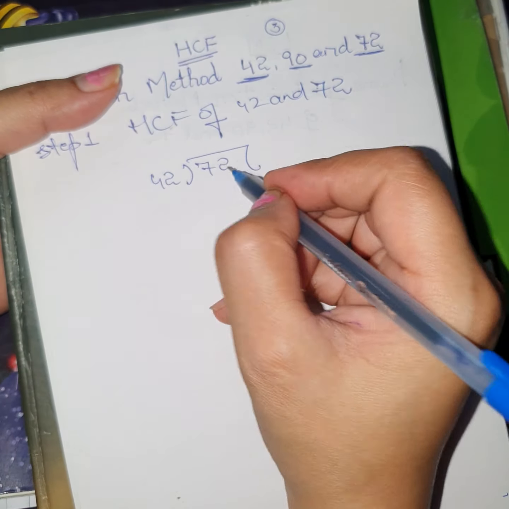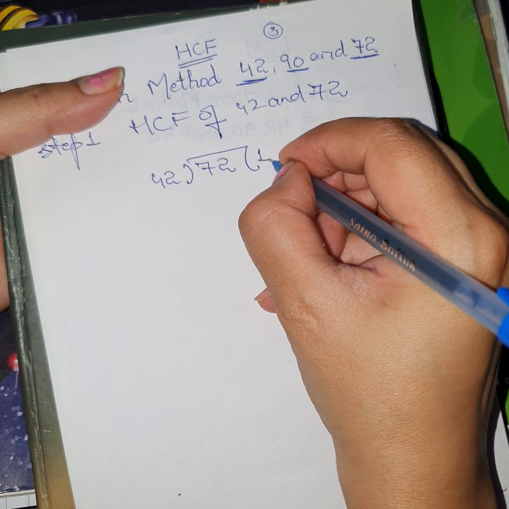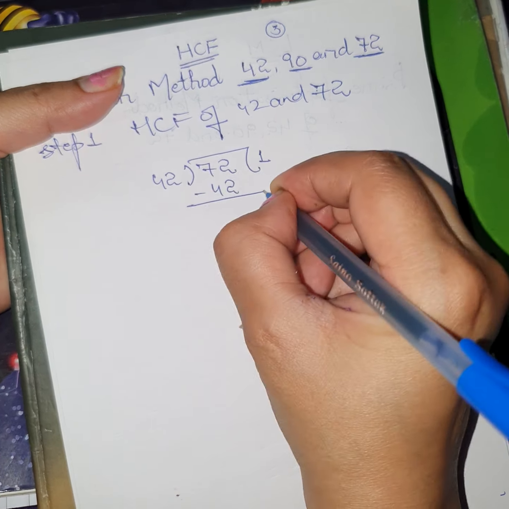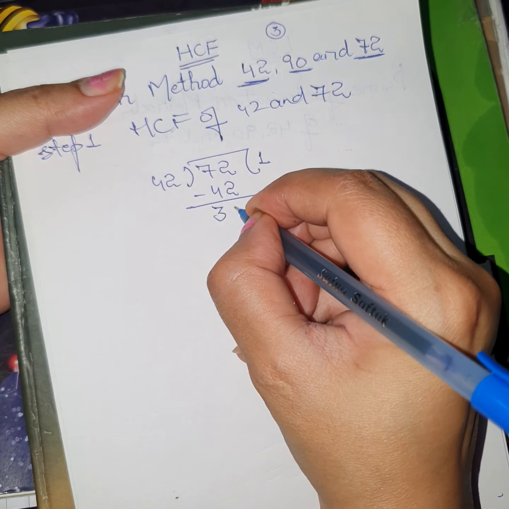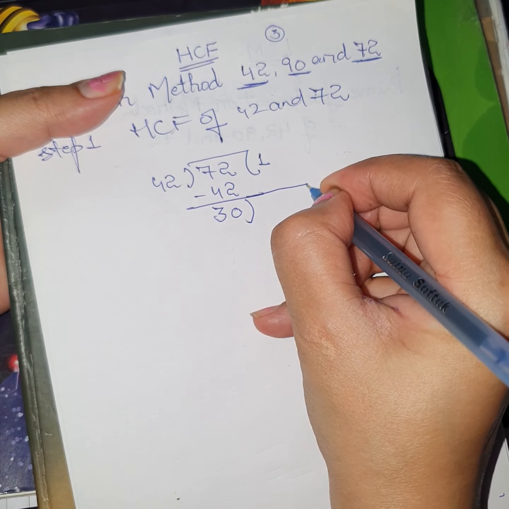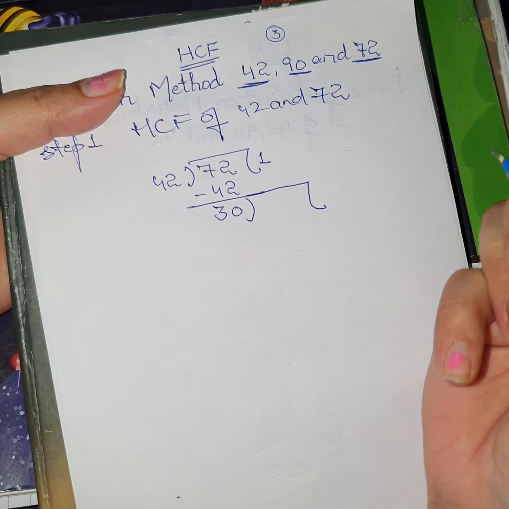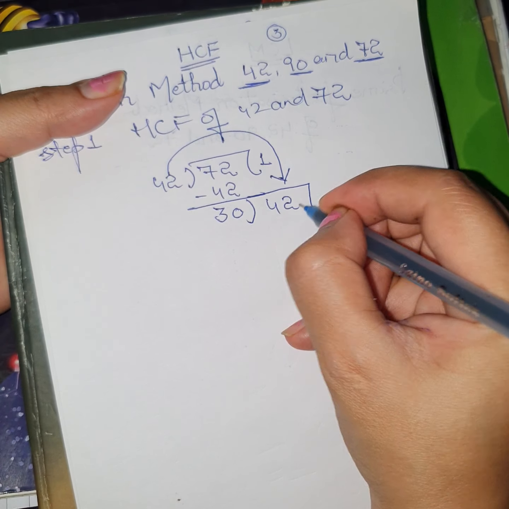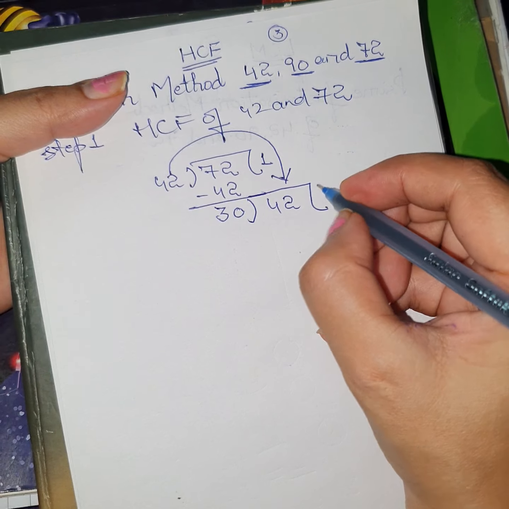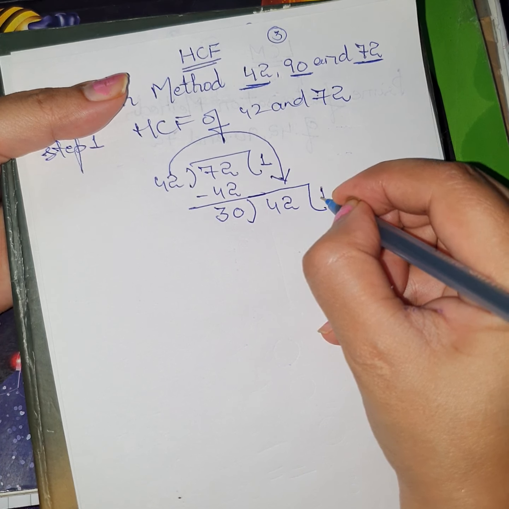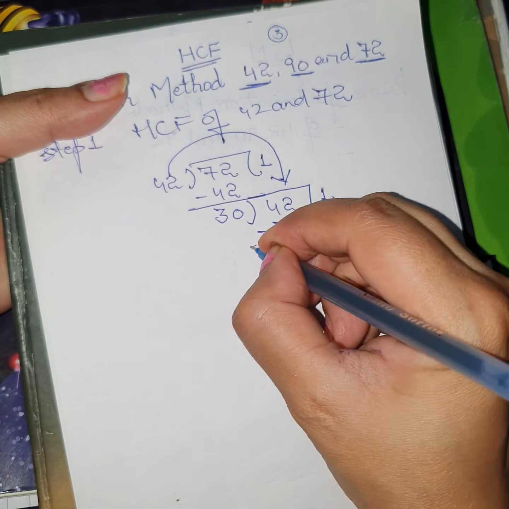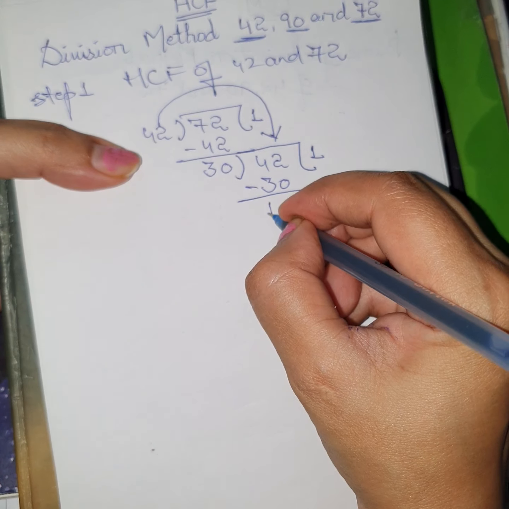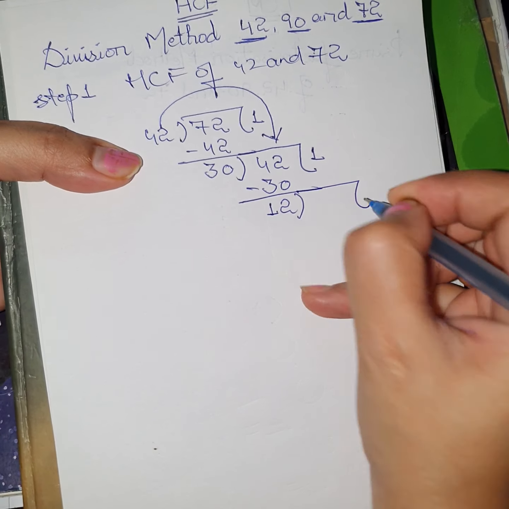In the table of 42, the number smaller than 72 is 42 only. It comes one time. So 72 minus 42 will give you 30. Now again here we will make the division format because the remainder is not 0. Now this 42 will come down here inside the division format. Now in the table of 30, the number smaller than 42 is 30 only. It comes one time. So 42 minus 30 will give you the remainder 12.